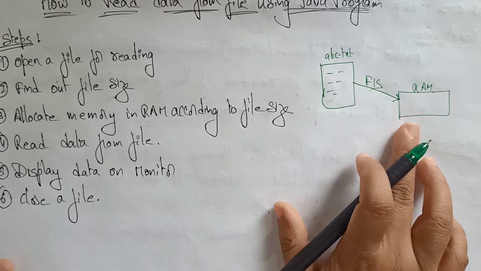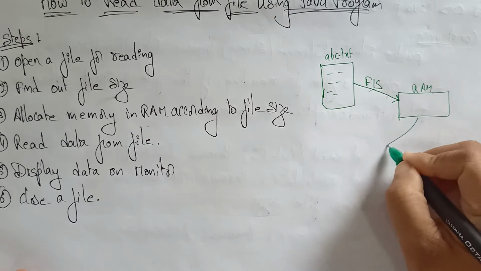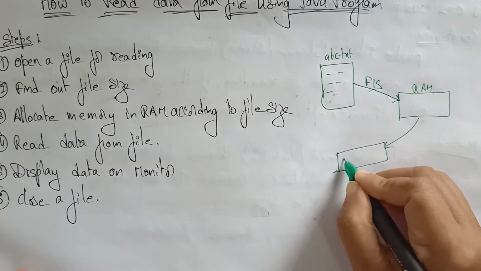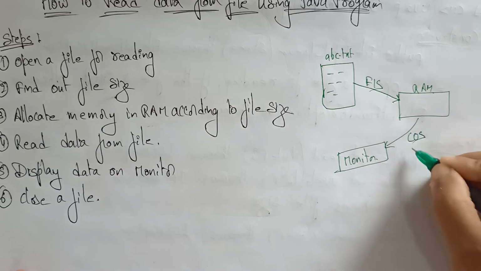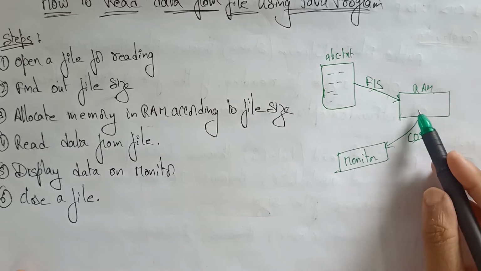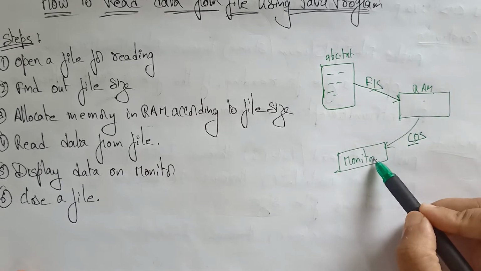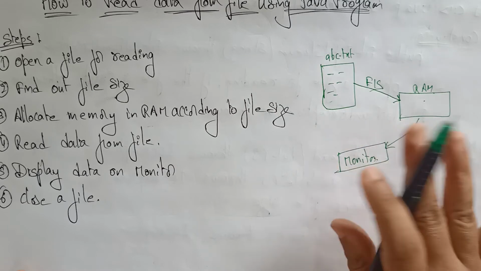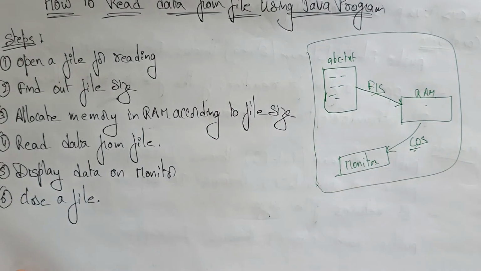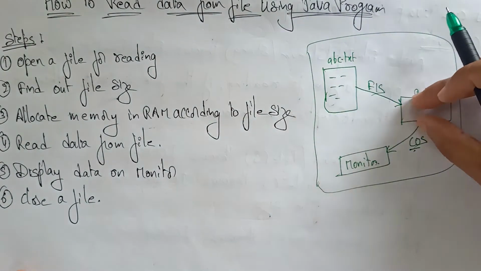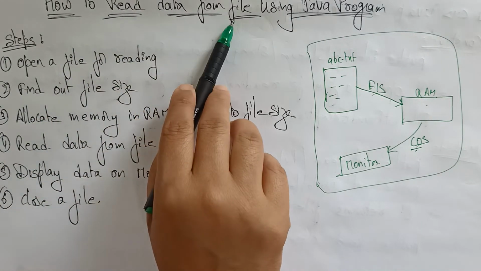And whatever data we have read from the file has to be displayed on the monitor, right? So by using the console output stream. While we are working on these devices, RAM and monitor, console, the data has to be displayed on the monitor. Displayed means output stream. This is the concept. This is the task we are going to implement in a program: read data from a file and display it on the monitor.